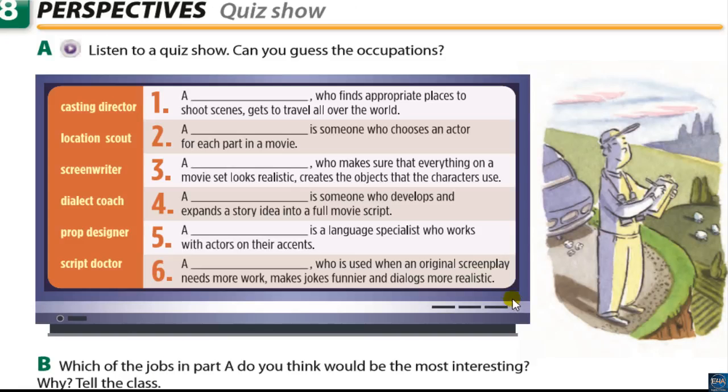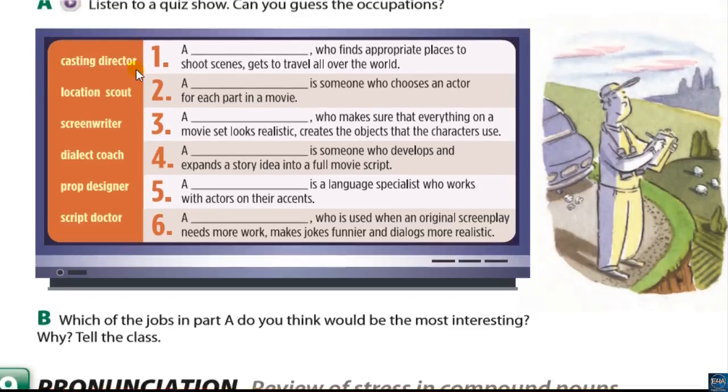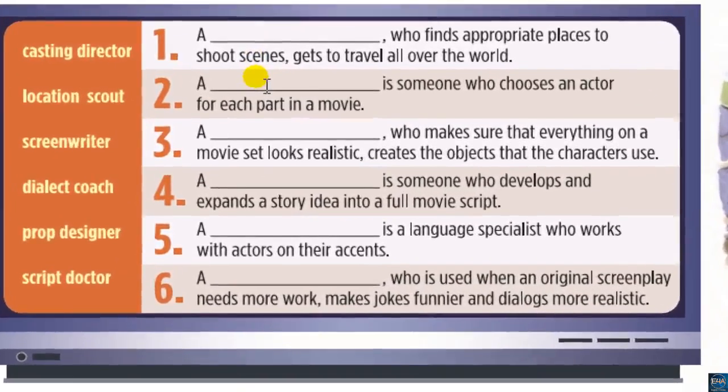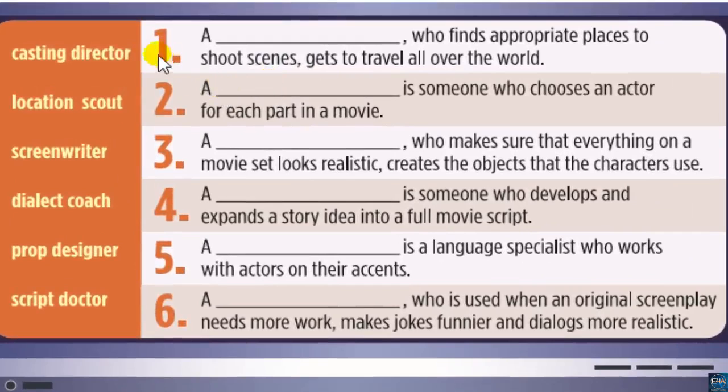Page 95, Exercise 8, Perspectives. Quiz show. Part A. Listen to a quiz show. Can you guess the occupations? Casting director. Location scout. Screenwriter. Dialect coach. Prop designer. Script doctor.